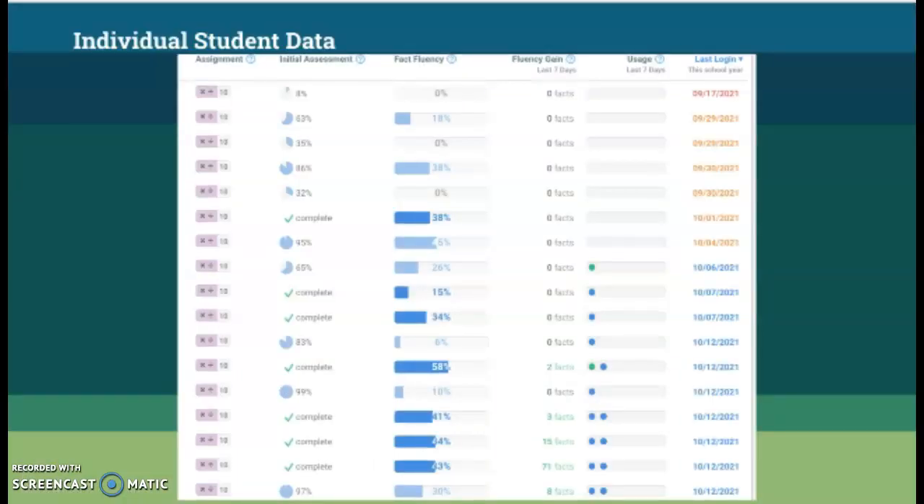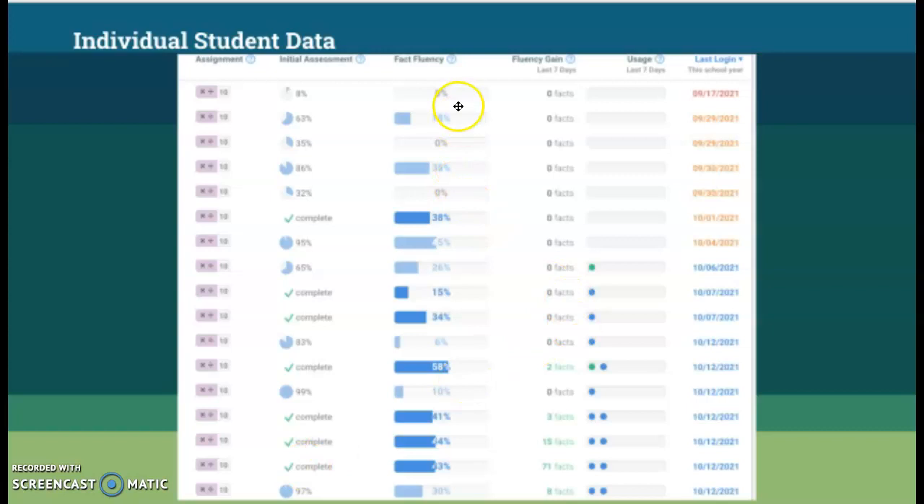Looking at individual student data, the students have to go through an initial assessment. As you can see, some of my students have completed it, and some have not. That's good for me to see because they have to do that initial assessment before they can even begin practicing. So 7 out of my 17 students have completed it and are well on their way, and 10 out of 17 still need to finish that assessment, which I really need them to get finished.